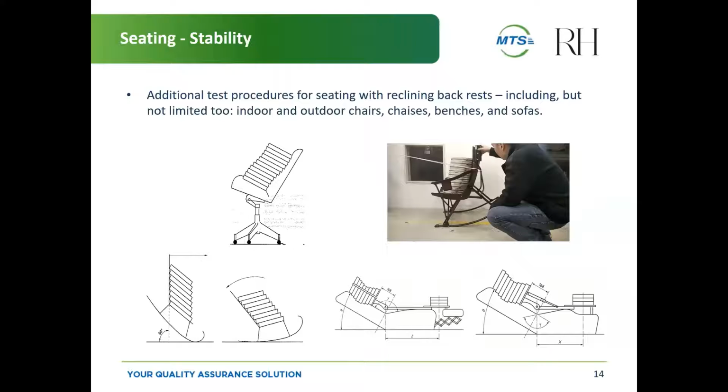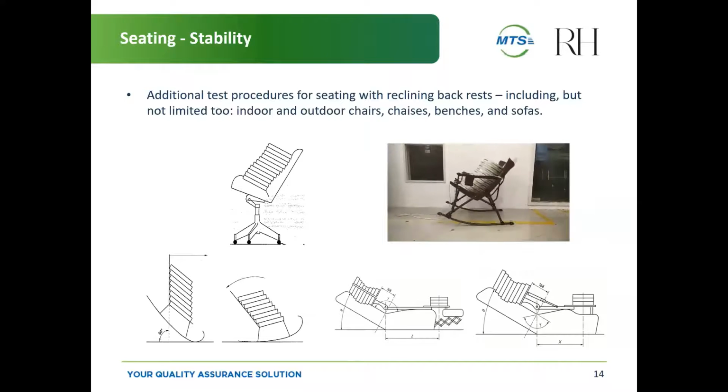Seating stability, additional test protocols with reclining backrest, including but not limited to indoor and outdoor chairs, chaises, benches, and sofas. You can see the weight is in the chair, and they'll be holding it here. And what they would do is let the weight go and make sure that the chair does not completely flip over. The video will show this. So the chair will pass because it did not flip over.